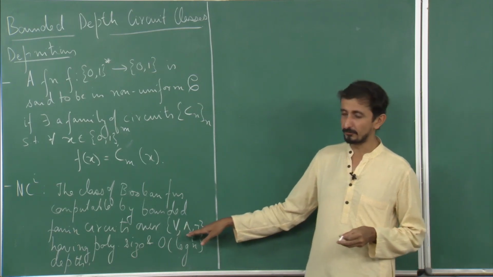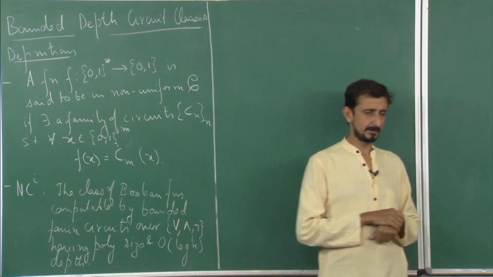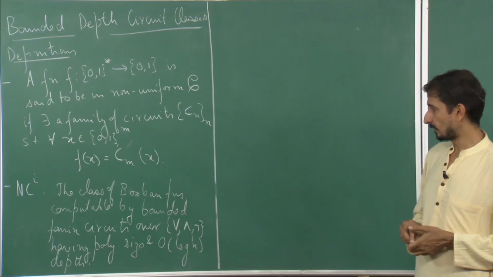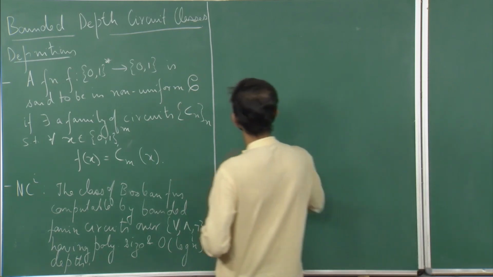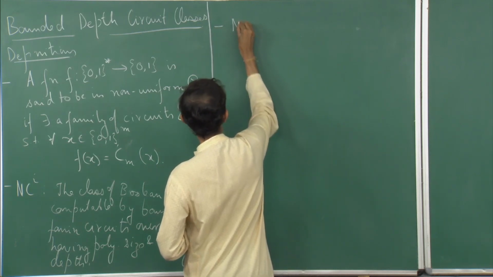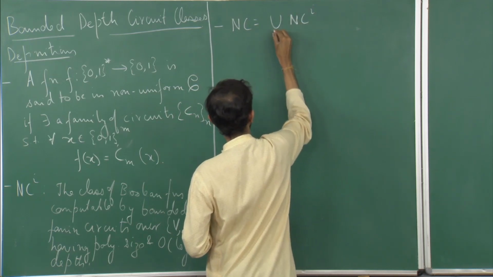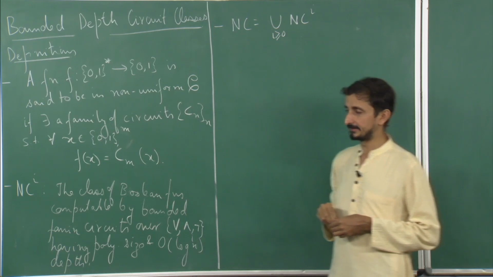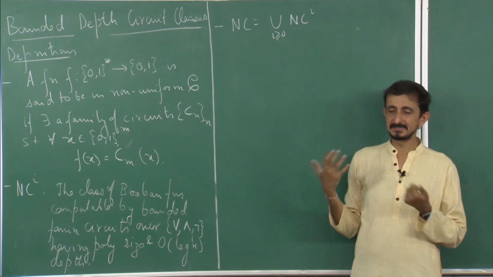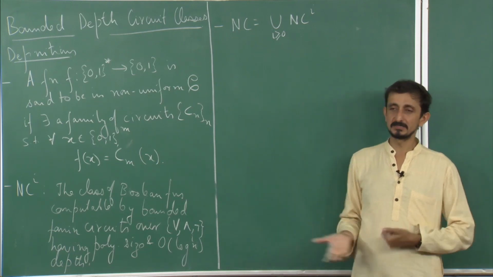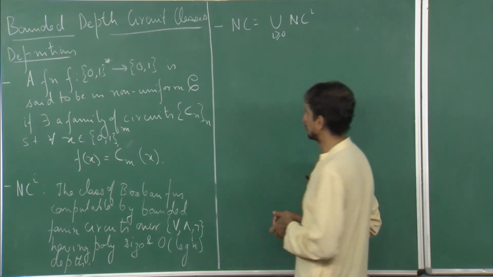Actually, this is not a very strict requirement. Even over B2, one can show that it can be reduced to circuits which have only AND, OR and NOT gates. And NC is basically the union over all NC^i for i greater than or equal to 0. So typically we will look at the classes NC1 and NC2. NC1 is basically circuits which have log depth, NC2 circuits which have log squared depth, and so on.